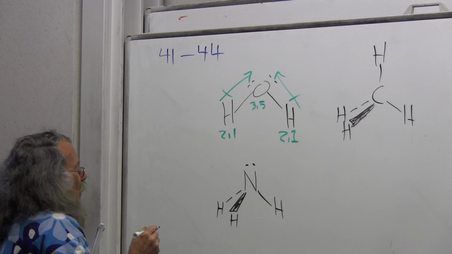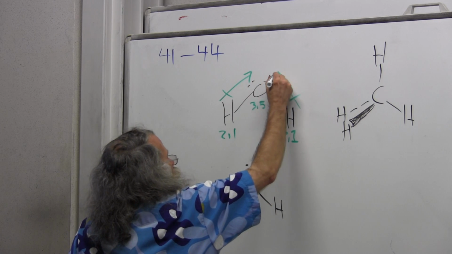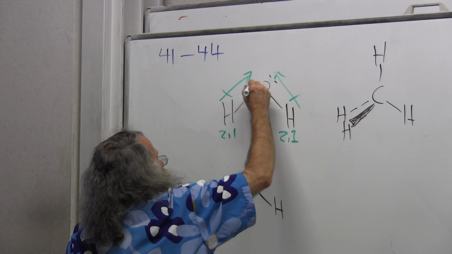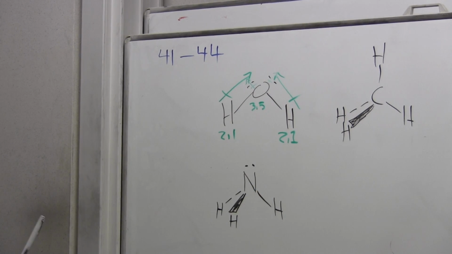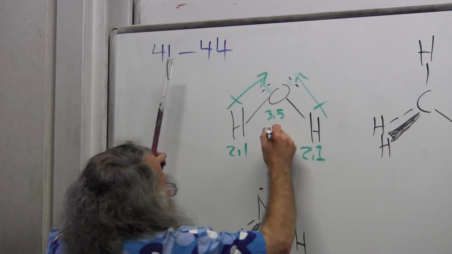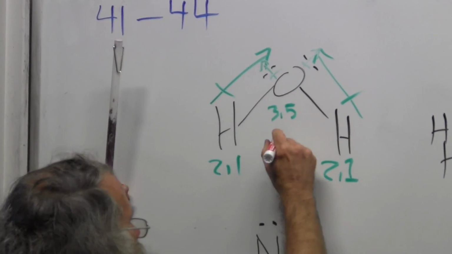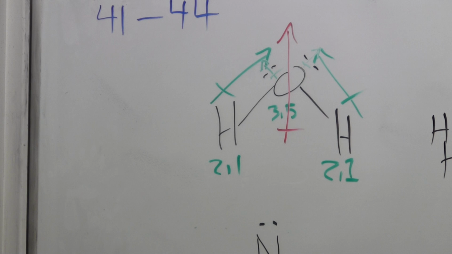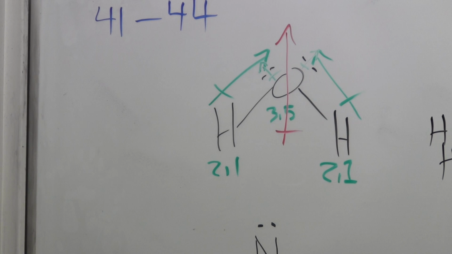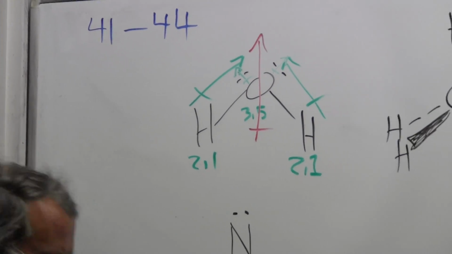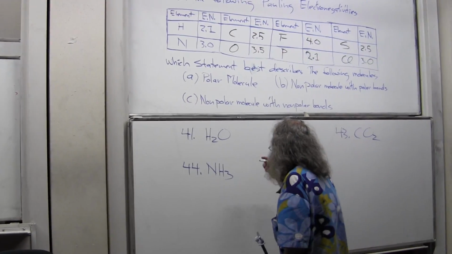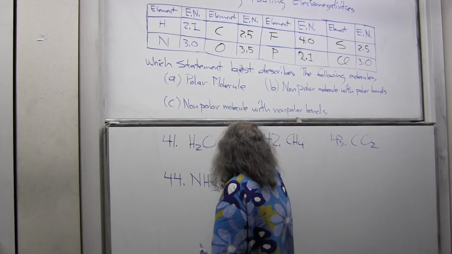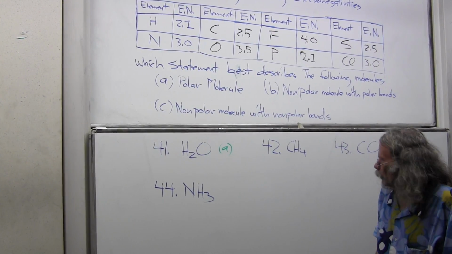If I want to get real technical, I could look at the little lone pair dipoles for the lone pair effect, and they're all pointing in the same direction, which, adding vectorially, gives me a large dipole with water, which we knew is the quintessential polar molecule anyway. I just wanted to illustrate the principles so I could answer the first question. So question number 41: what kind of molecule is water? It's a polar molecule. That's option A. So fill in that bubble on your Scantron.